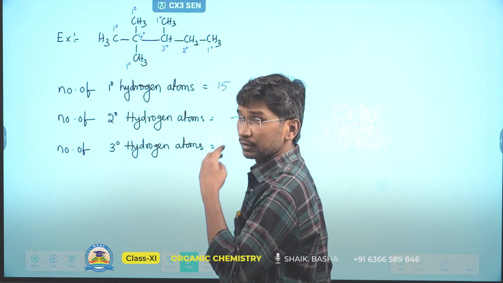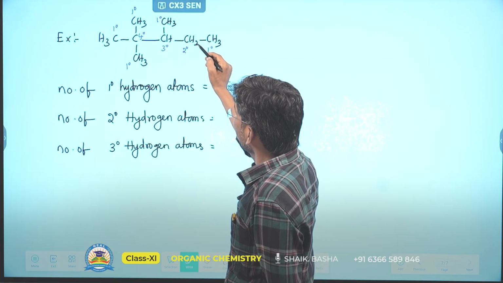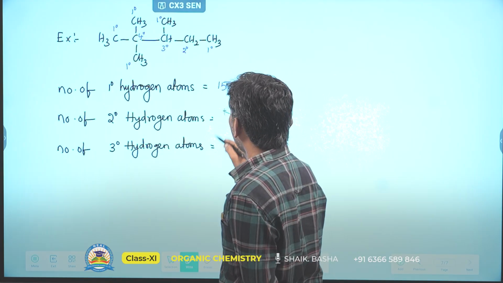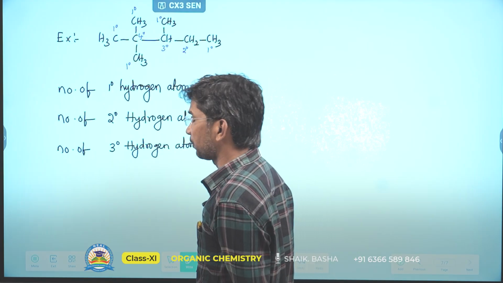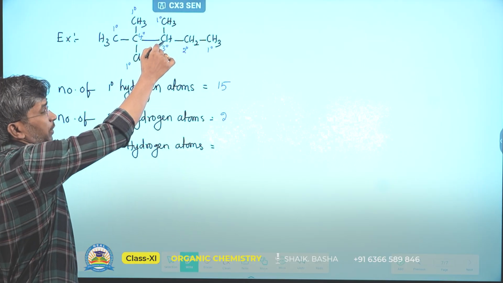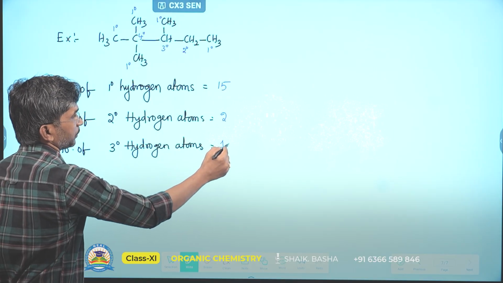Secondary hydrogen atoms. How many secondary hydrogen atoms are there? These hydrogens are connected to a secondary carbon. These 2 hydrogens belong to secondary. 2 secondary hydrogens are possible. What about tertiary hydrogens? The tertiary carbon is attached to only one hydrogen. Tertiary hydrogens are only one.